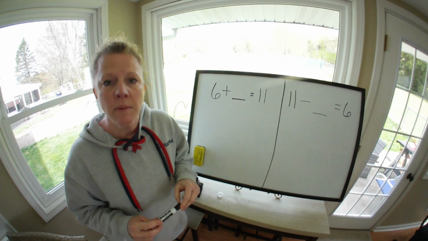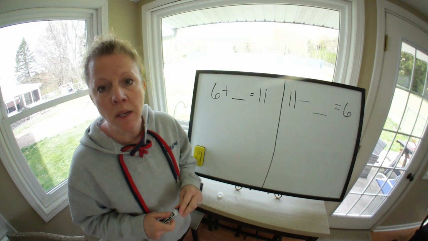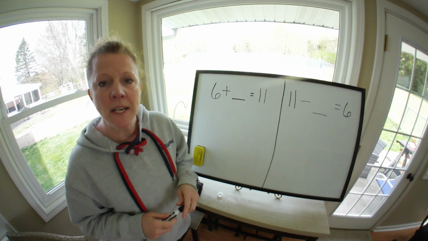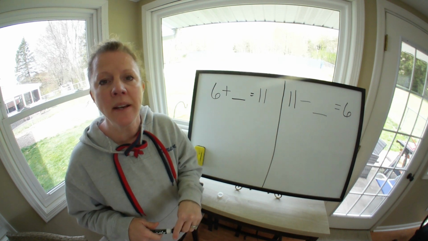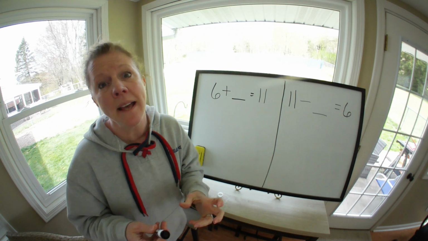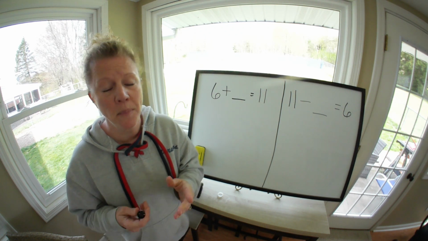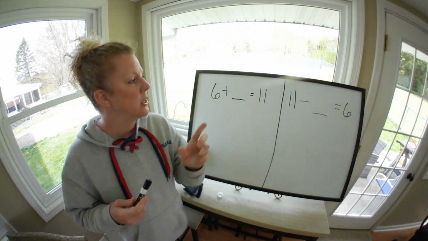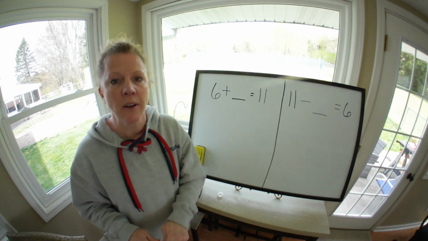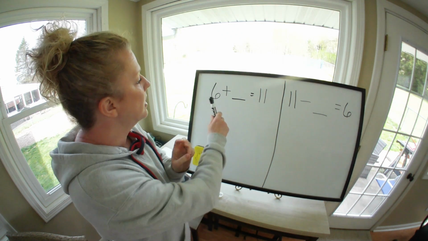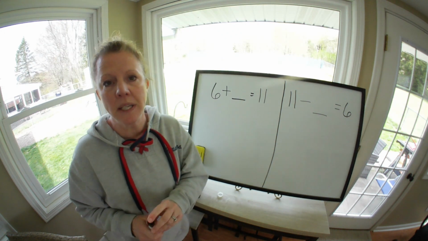So our next part is going to seem fairly easy to you, but I want it to be a reminder to you as to how to find a missing addend. Remember, an addend is a number that is being added to another number to come up with an answer, which is also called the sum. So I want you to take a look with me and see how we figure out the answer, okay? So I have 6 plus something equals 11.